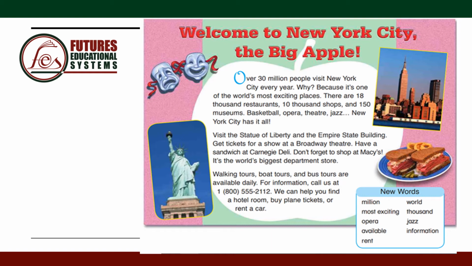In the picture, you can see the Statue of Liberty. You can also see on the right the Empire State Building. Here you can see a sandwich. Maybe this is a sample of what you can eat at Carnegie Deli. And the happy and sad faces are a symbol for the theaters, and Broadway is a street in New York that is famous for its theaters. It has lots and lots of theaters there. We have also learned about Macy's. It's the world's biggest department store, and the department store is a very big store where you can find everything.